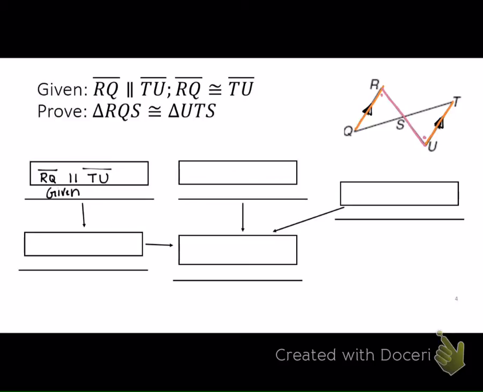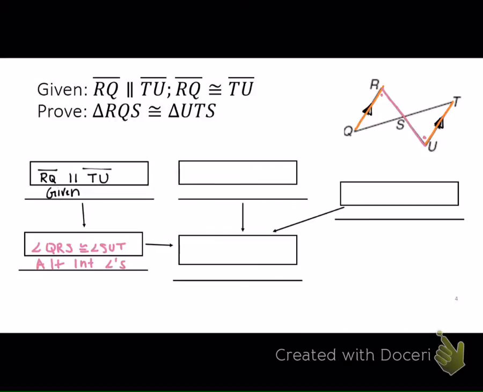Now, did she have to use 3 letters on this one? No, because there's no other angle at R or no other angle at U. Is it okay that she did? Yes, it's completely fine. So we know that angle QRS is congruent to angle SUT by alternate interior angles. So I have those marked.